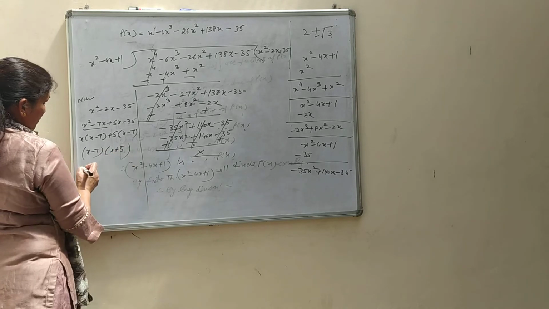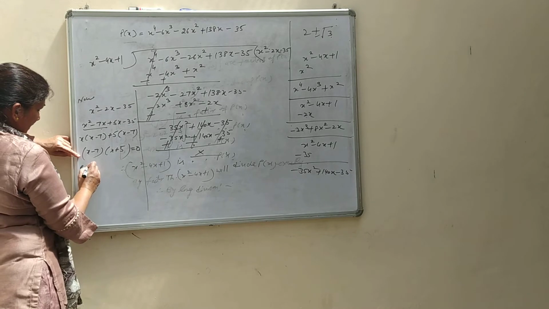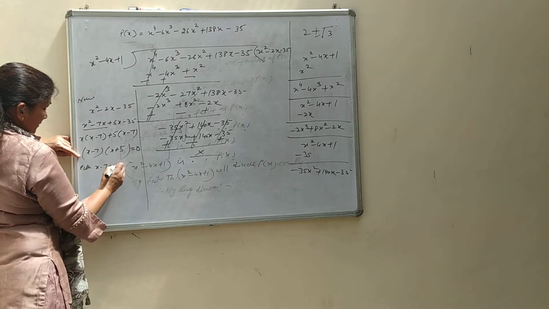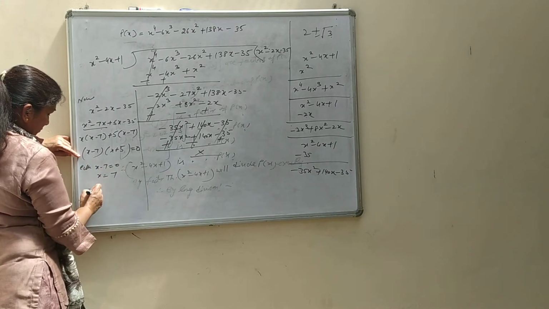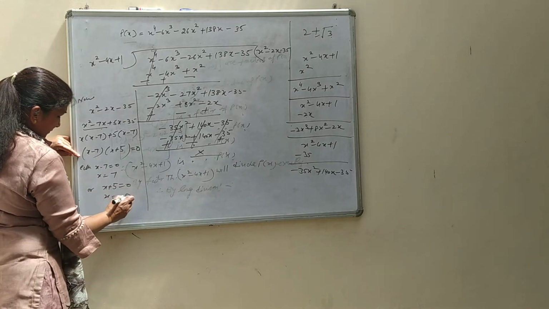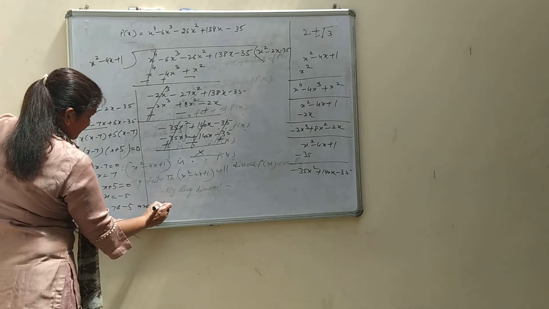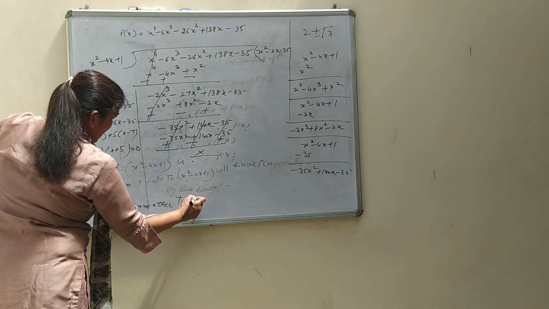For finding the zeros of the polynomial, we will put this polynomial equal to 0. Either x minus 7 is equal to 0, x is equal to 7, or x plus 5 is equal to 0, x is equal to minus 5. Therefore, 7 and minus 5 are the other two zeros of the polynomial.